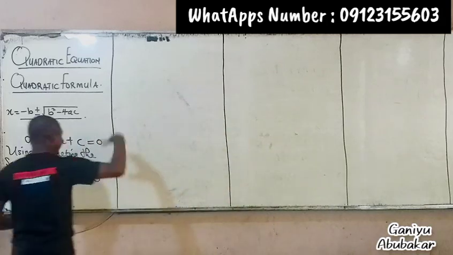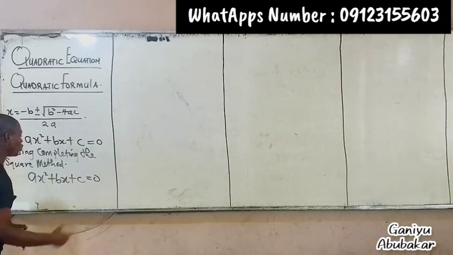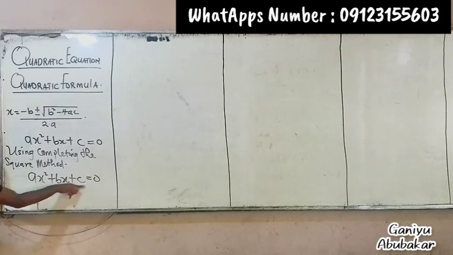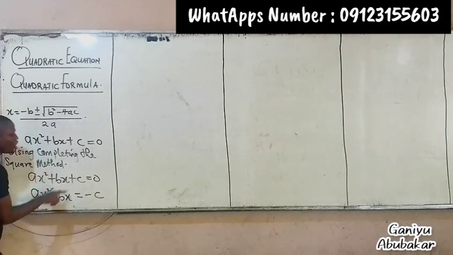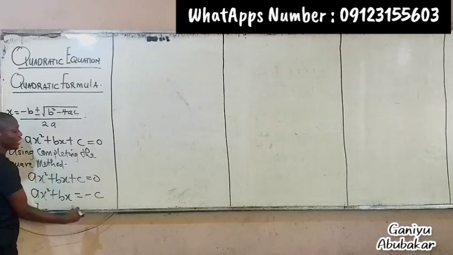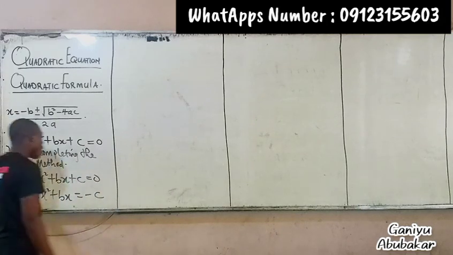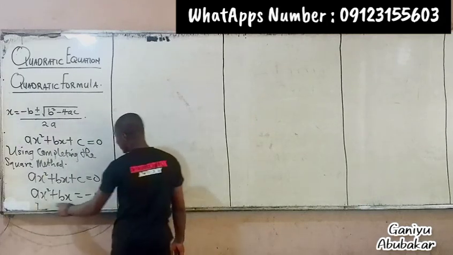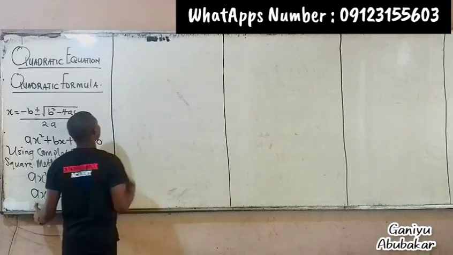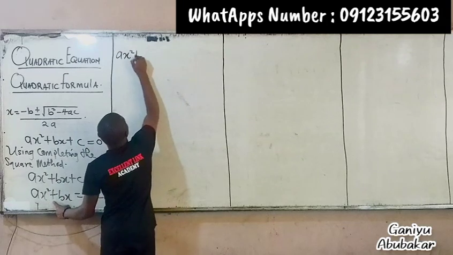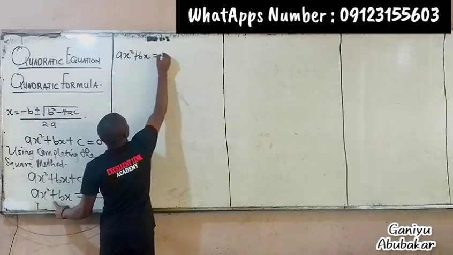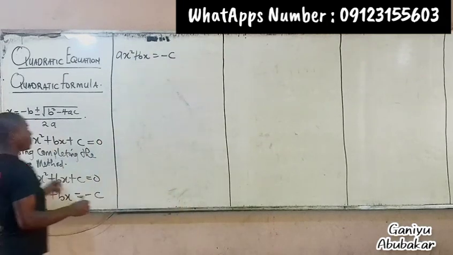From the idea of the complete square method, we said the first step is what? Take c to the other side. So I have that ax squared plus bx is equal to negative c. What is the next step?